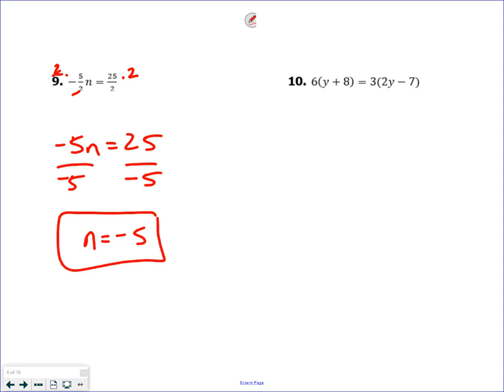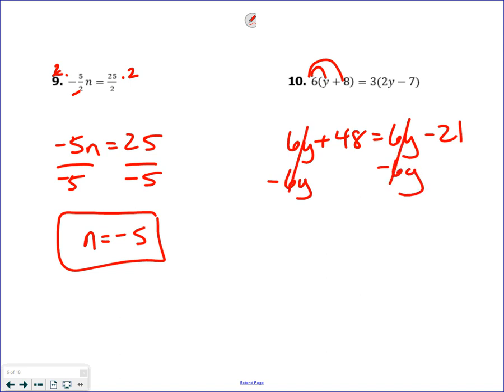Parentheses again, we talked about this earlier. Distribute, so I end up with 6y plus 48 equals 6y minus 21. Very similar to the problem that we did just a little bit ago. I'm going to subtract 6y from both sides. The y is canceled out, so it's either infinite or no solution. Since 48 does not equal negative 21, this would be a no solution question.